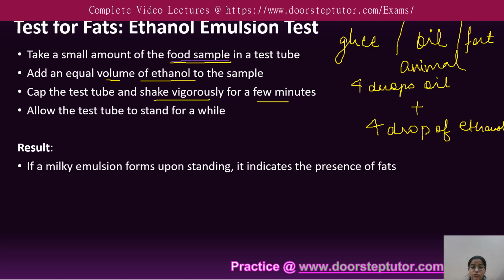Now, when you keep the test tube for a while, a milky emulsion forms upon standing, right? So you see a milky cloudiness. If this is your test tube, you would see a cloudy appearance on the top of it. That indicates that fats are present. So it is also known as the ethanol emulsion test.